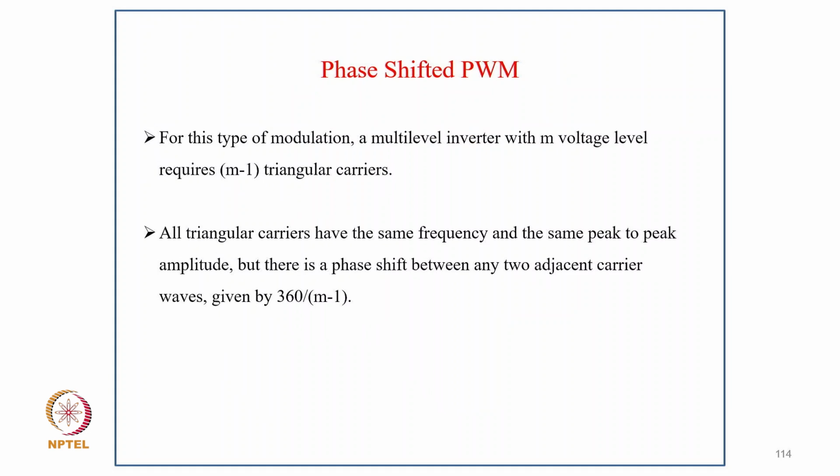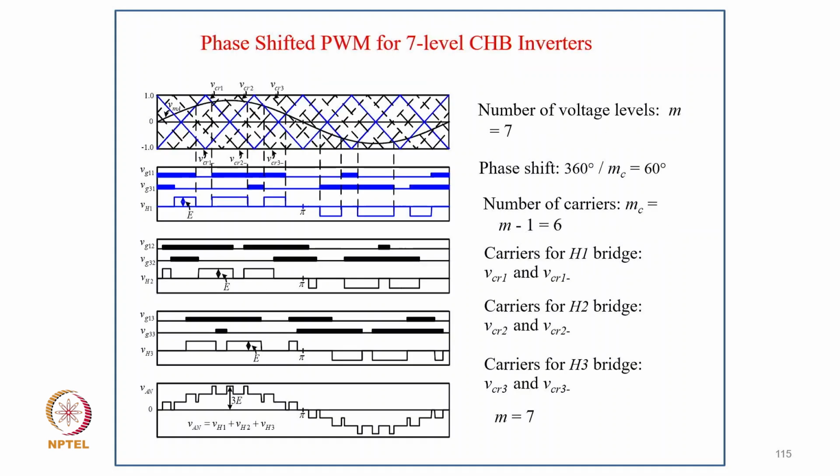For this type of modulation, a multilevel inverter with M levels requires M-1 triangular carriers, and all triangular carriers have the same frequency and same peak-to-peak amplitude, but there is a phase shift between any two adjacent carrier waves given by 360 by M-1. And this is the phase-shifted PWM for a 7-level inverter. The number of levels M equals 7, phase shift 360 by MC, that is 60, and the number of carrier waves MC equals 6, that is M-1.